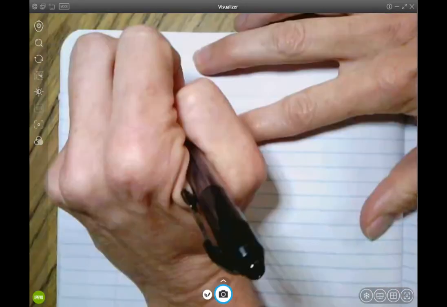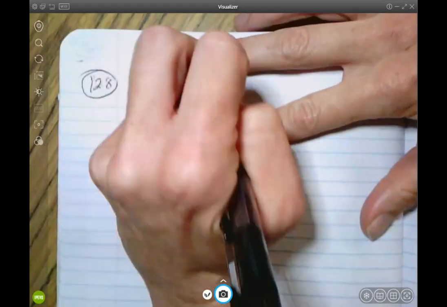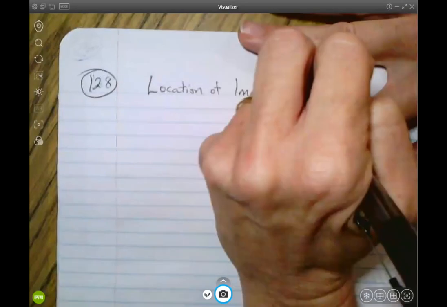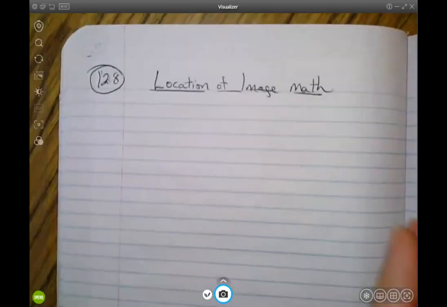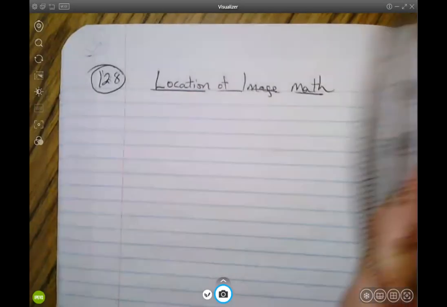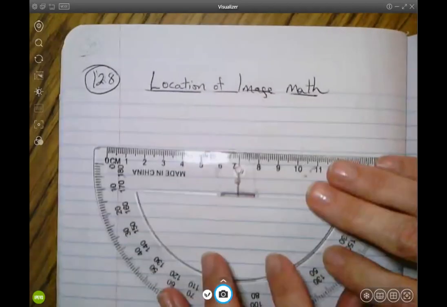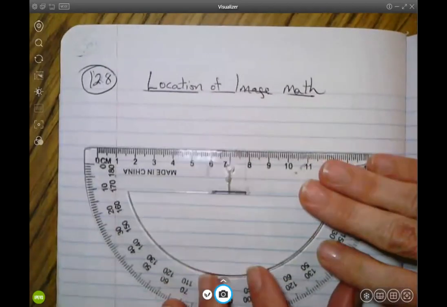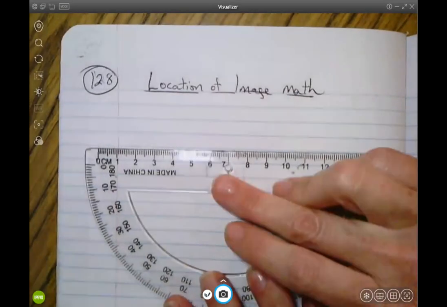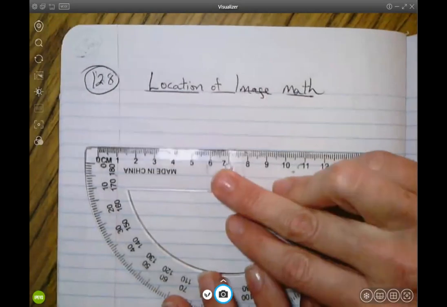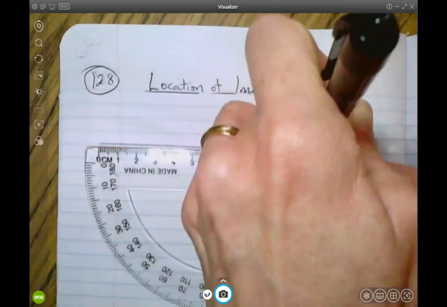All right, location of image math. Does everybody have a protractor or a straight edge? You just need a ruler or a protractor. Does everybody have a protractor around you? Look around you. Let's draw a horizontal line right here at the top of this page.